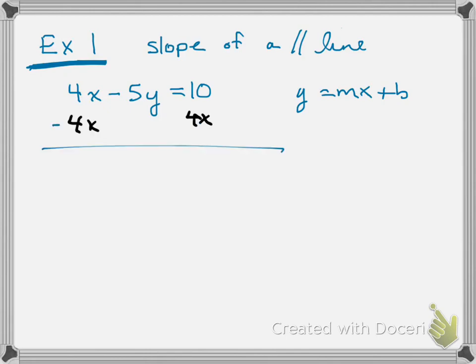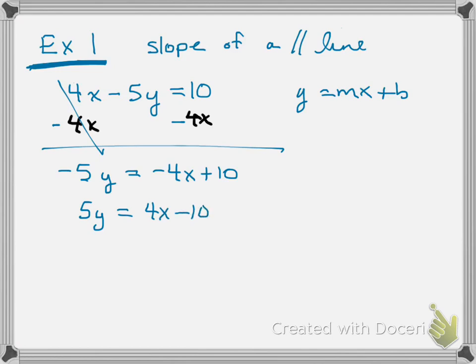Or, I'm sorry, a negative 4x to both sides, so that these will cancel. So now I would have negative 5y is equal to negative 4x plus 10, because these two canceled. All right, so now I want to switch all of my signs, because I'm trying to make it look like this. My y is positive. Now I need to get rid of that 5 that I have here, so it'll have just a 1y. To get rid of the 5, I'm going to undo multiplication, so I should divide.